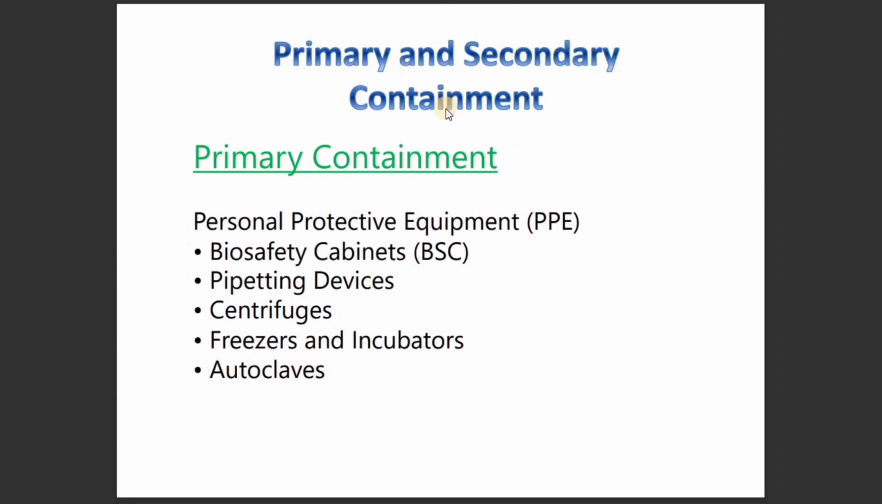So, primary and secondary containment. Primary containment includes personal protective equipment, biosafety cabinets, pipetting devices, centrifuges, freezers and incubators, and autoclaves. So these are primary containment.